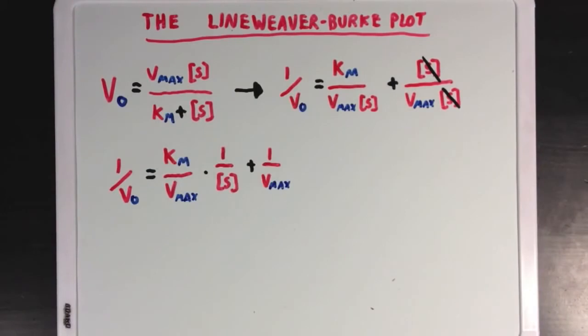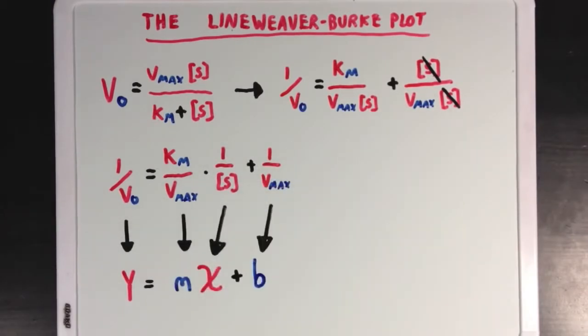And conveniently, we can use this equation to describe a linear function. We can make 1 over V0 our y, or dependent variable, Km over Vmax our coefficient m, or the slope, 1 over S our x, or independent variable, and then 1 over Vmax our b, or y-intercept.